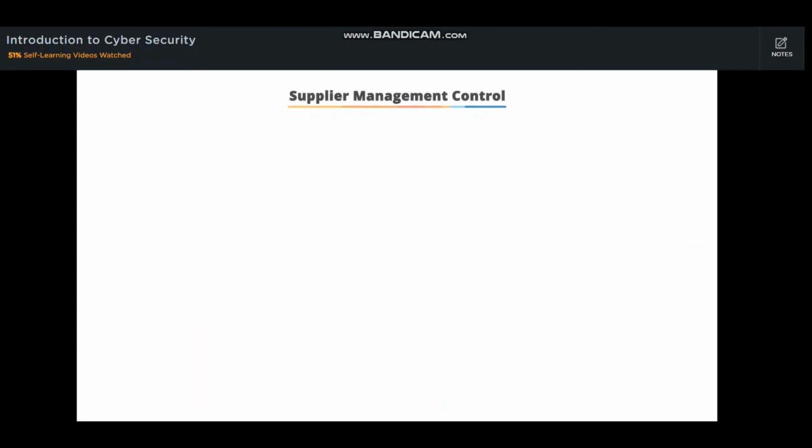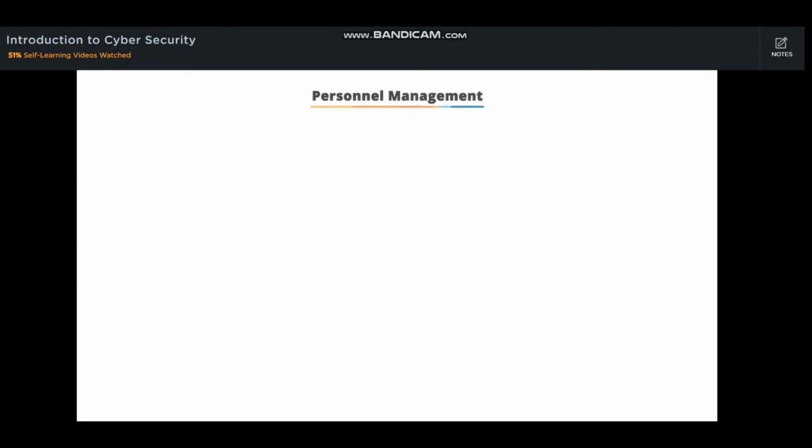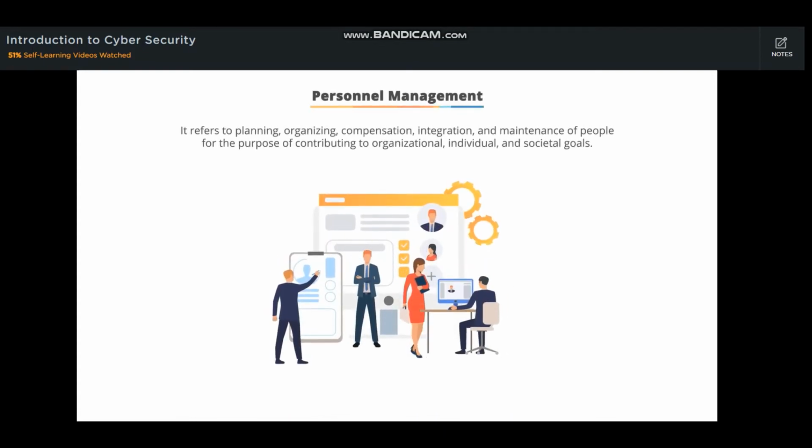Supplier management controls. Supplier management is the process whereby companies monitor and manage interactions with all external parties with which it has a relationship. This may include both contractual and non-contractual parties. Personnel management. Personnel management is the planning, organizing, compensation, integration, and maintenance of people for the purpose of contributing to organizational, individual, and societal goals.